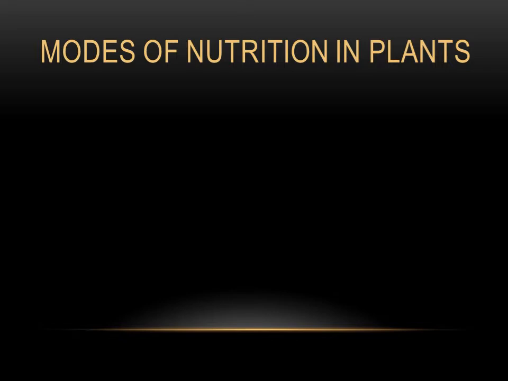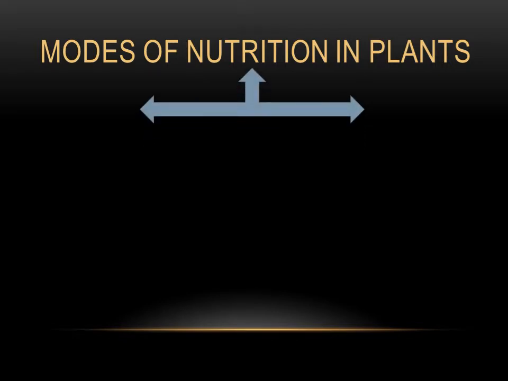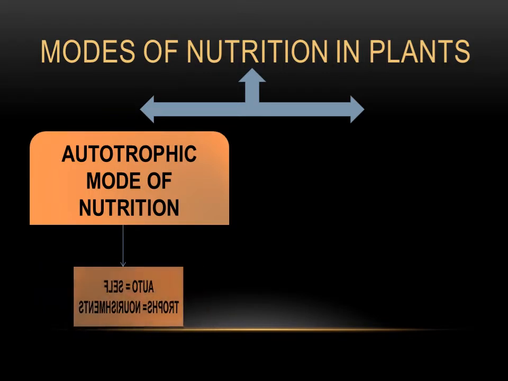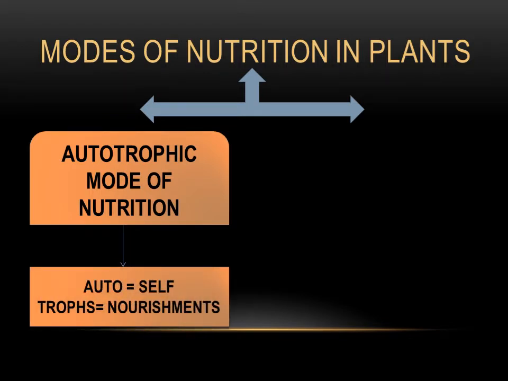So, there are two modes of nutrition in plants. Let us see the first mode of nutrition. The mode of nutrition in which an organism makes food itself from simple substances is called the autotrophic mode of nutrition. Auto means self and trophos means nourishment or nutrition.